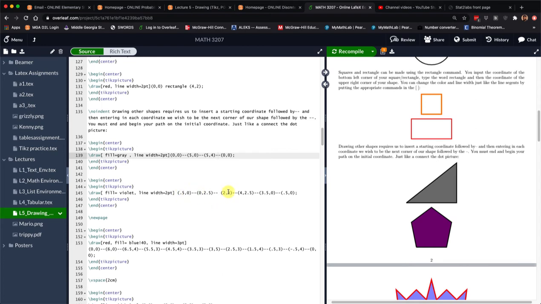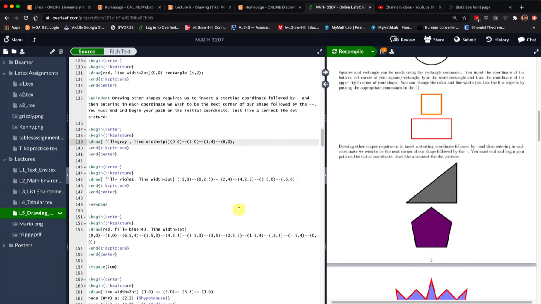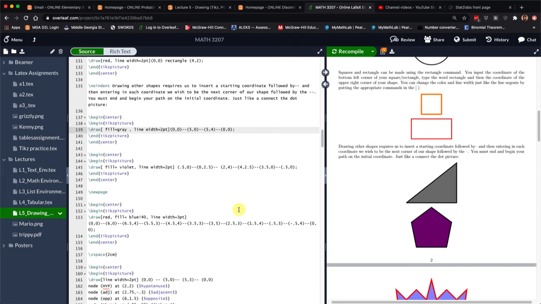The pentagon I did pretty much the same way. I just had to get creative with where I put my coordinates. I would never expect you, when you're recreating something, to know exactly how to do that, so I will try to tell you what coordinates are best in those situations. When you're doing your own thing, it's whatever you feel works for you.